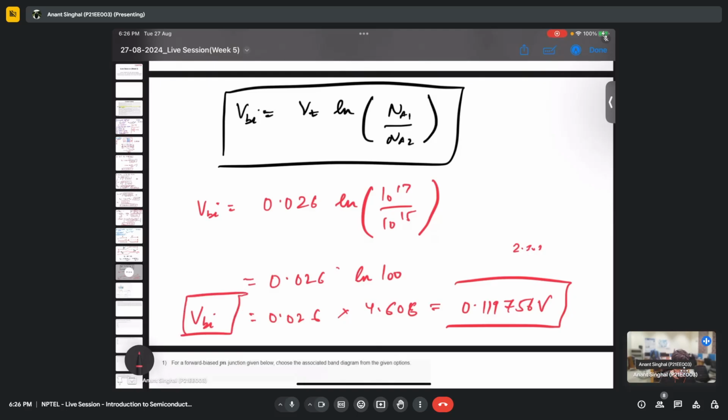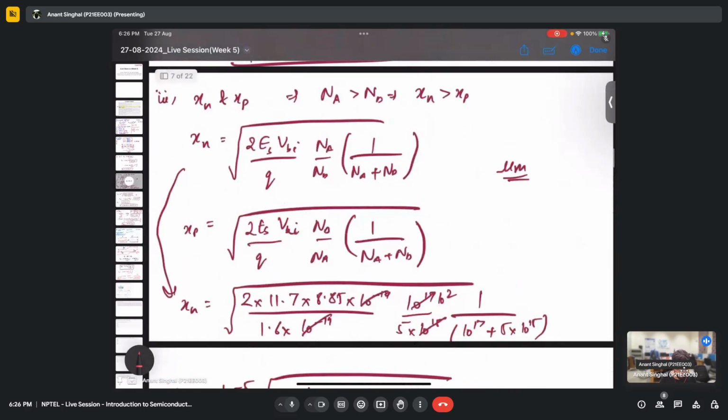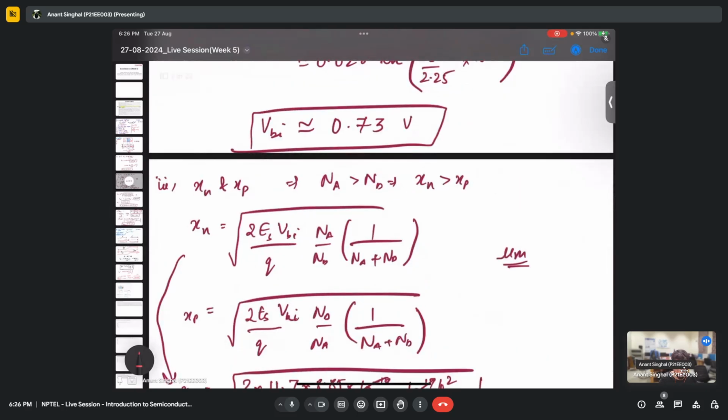Is it clear to each and everyone? The isotype and the PN junction, how the band diagrams are made, and how we are calculating this barrier and electric field and all. Is there any doubt? Because now we'll move towards the applied bias, maybe reverse bias and forward bias PN junction. Shall we move ahead, or do you have any doubts? It's clear, sir. Okay, fine.